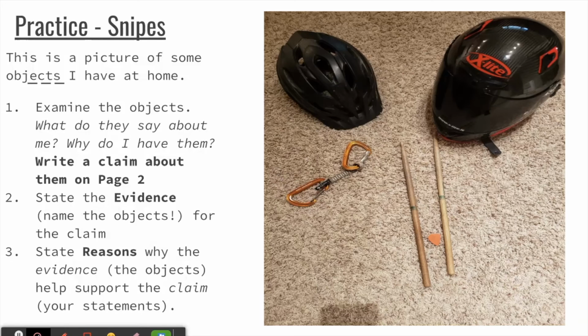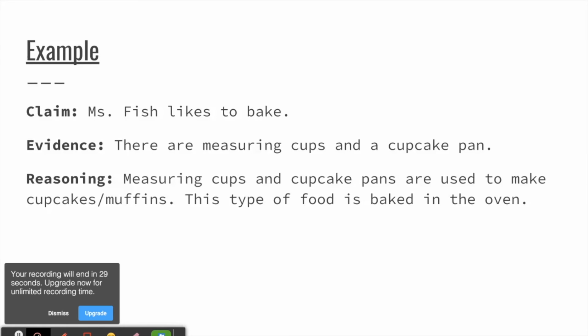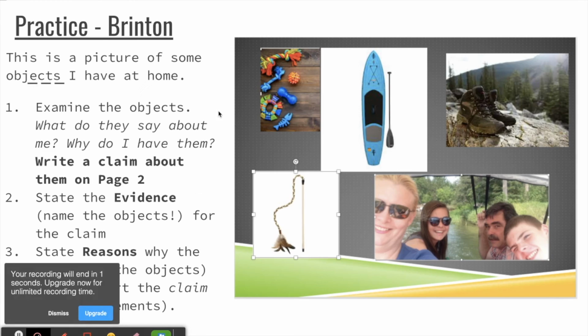So here's an example. Miss Fish, now Miss Salisbury, likes to bake. She had measuring cups and a cupcake pan. Reasoning: well, measuring cups and cupcake pans are used to make cupcakes and muffins, and this is the type of food that is baked in the oven. So this is a statement that uses a universal principle that bakers use cupcake pans and measuring cups, and it connects those items in the picture back to the idea that she likes to do some baking.